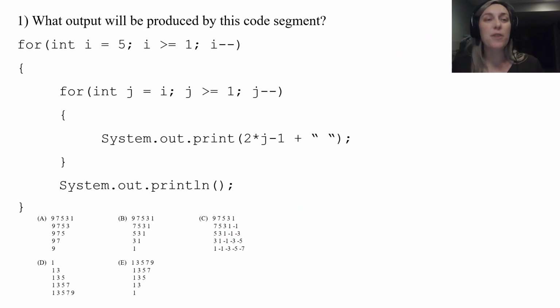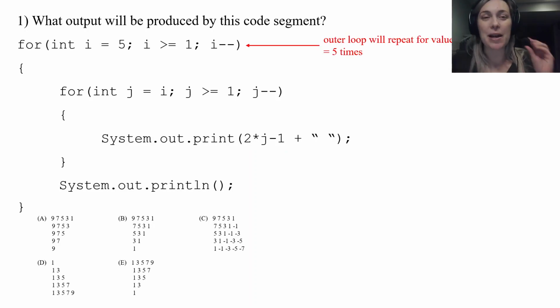This first one, what output will be produced by this code segment? I see my nested loop. I love it. I see that my outer loop has I equals 5. I see that my inner loop depends on the value of my outer loop. And I see that I'm doing some fun math in here with the value of j, which changes every time my inner loop runs. What the heck?